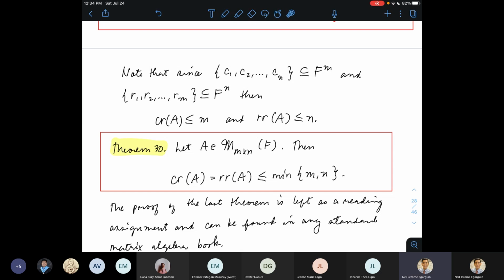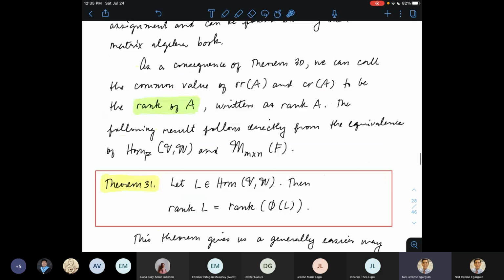And so another nice consequence of theorem 30 tells us it doesn't matter whether you look at the column rank or the row rank, you'll get the same number. So why bother calling them by different names? Or why not unify the notion of a rank for a matrix? And that's what the next remark here tells us. Since the row rank and the column rank are equal to each other, then let's call the rank of A to be the common value. And let's denote it by rank A.